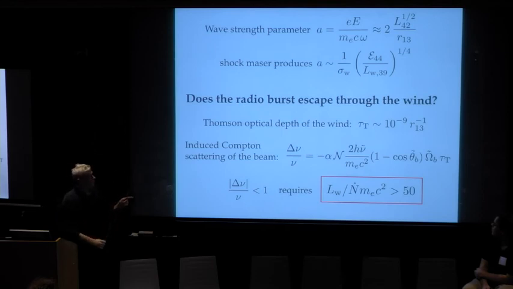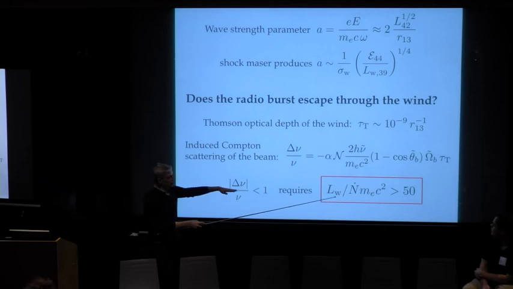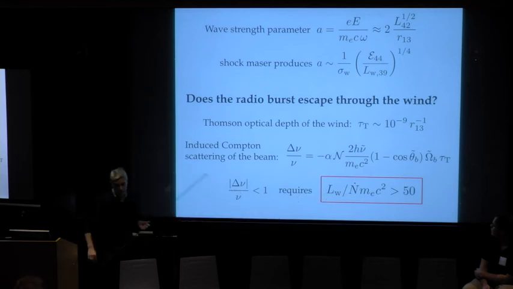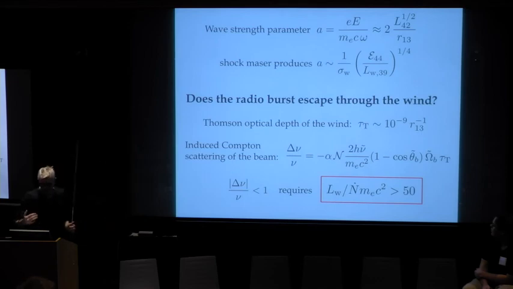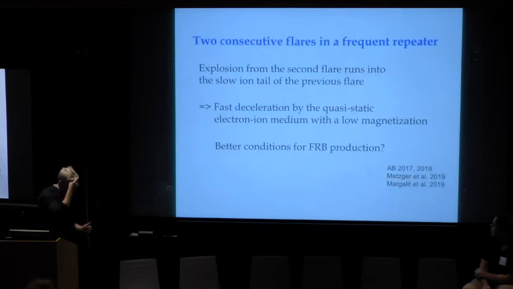So there is a robust constraint that kills the radio signal by the induced scattering within the beam, and it's derived in my paper. One can show that maser emission will not escape if the energy per particle in the wind is less than 50. So I think that places an important constraint that the pre-shock medium should be relativistic. That's why I'm less optimistic about the particular version of the model that Ben described in more detail.